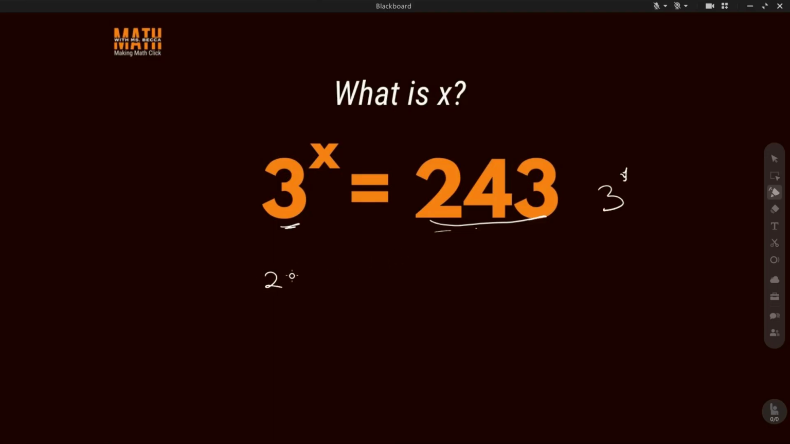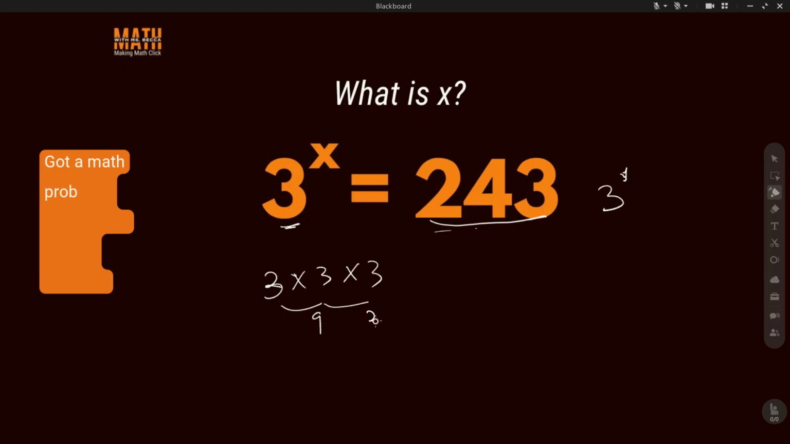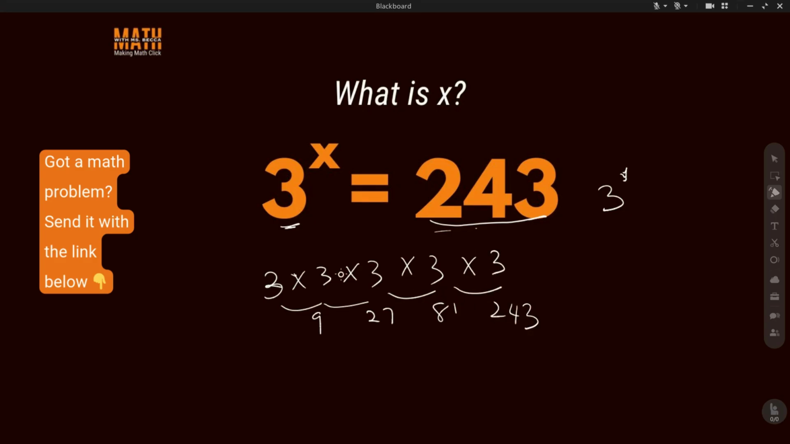Let's start. If we say 3 times 3, this will give 9. Then times 3, this will give 27, then times 3, this will give 81, then times 3, it will give 243. So how many times did we multiply 3 to get here? We have 1, 2, 3, 4, 5. So this is the same thing as 3 power 5.